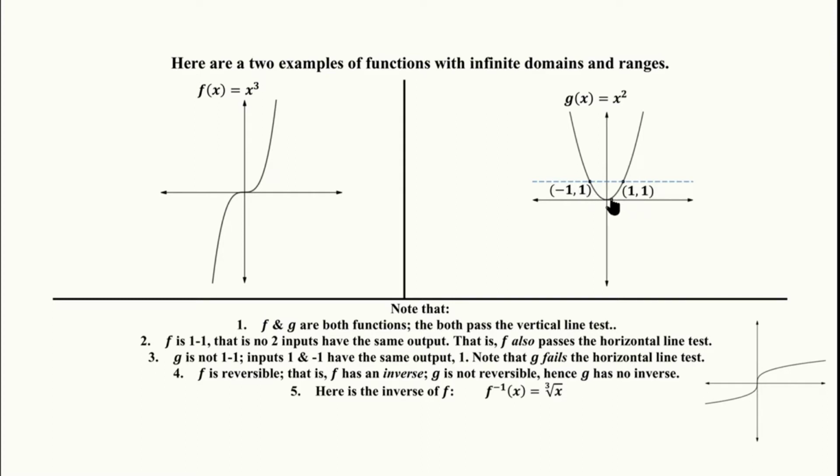So this is not a 1-to-1 function, but this is a 1-to-1 function, which means this one will have an inverse, which we have depicted here. The inverse is actually the cube root of x. And these 1-to-1 functions are going to play a very important role as we develop the concept of inverse trigonometric functions as well, because essentially they're the only ones that are reversible.